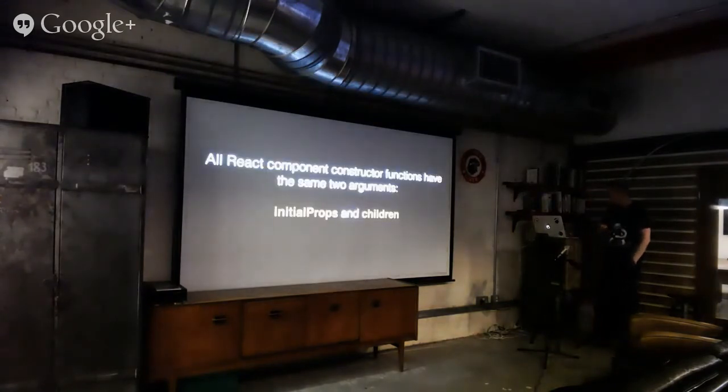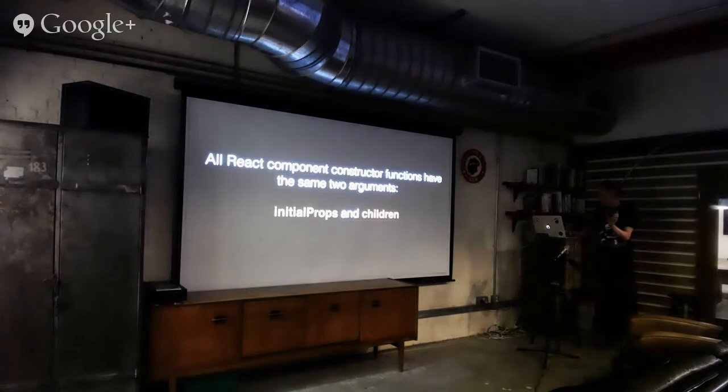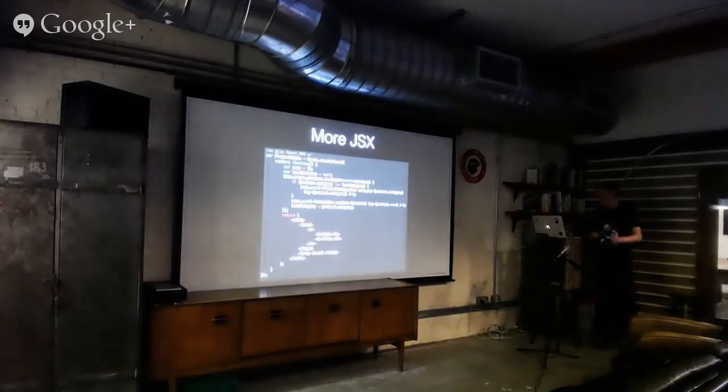So as you know, React component constructor functions have the same two arguments, initial props and children. So this is why, when you call the constructor, you basically just pass initial props and you also pass children. The best thing about the children is it can also be an array of children, and then you can nest all those children inside, and then you get this whole thing. So again, JSX, which can be like this.